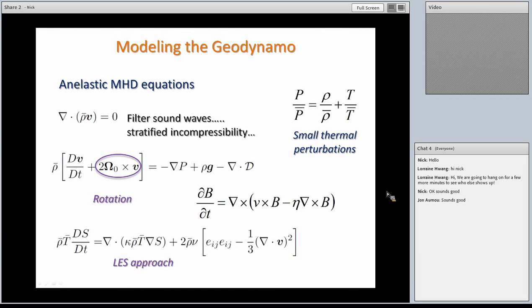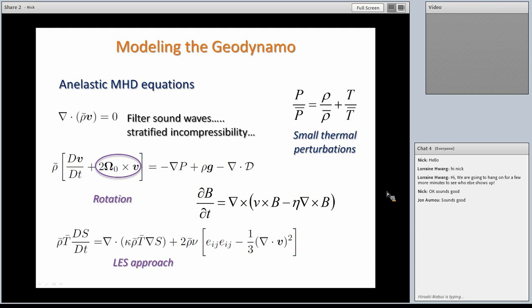And then you have basically just the standard Navier-Stokes equations for a rotating system. We typically take an LES approach with these things, so the viscosity and the thermal conductivity you adopt are much larger than the microscopic values, and you hope that these somehow represent the motion of unresolved eddies in your system. And you have an induction equation.